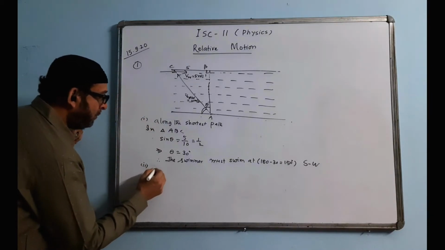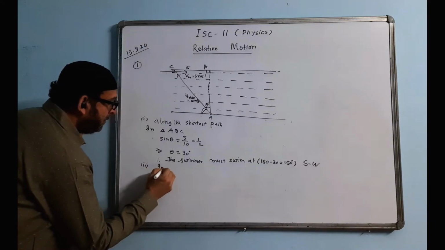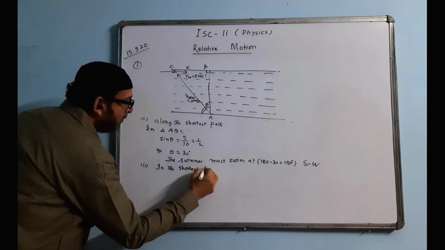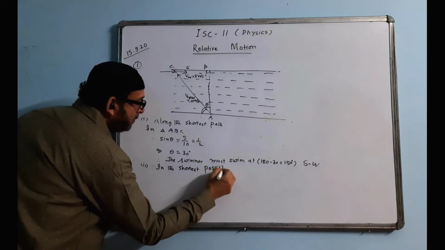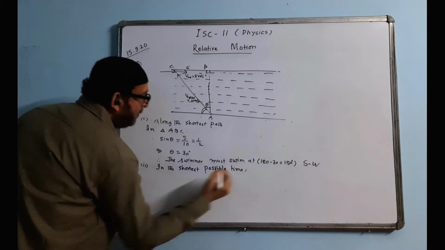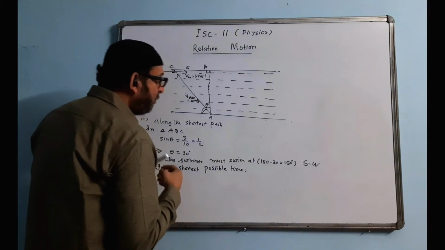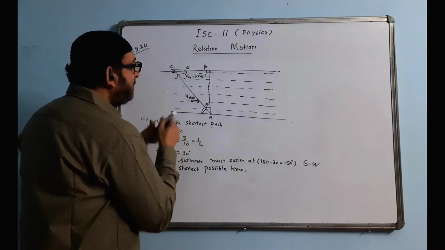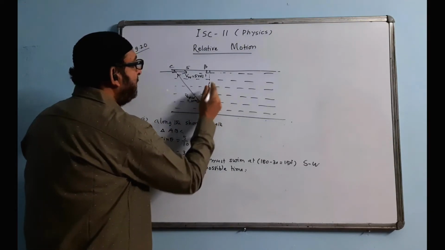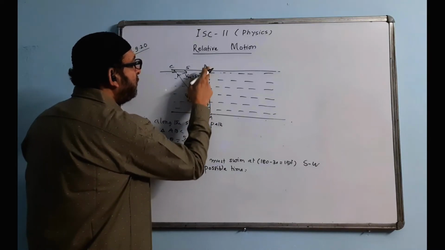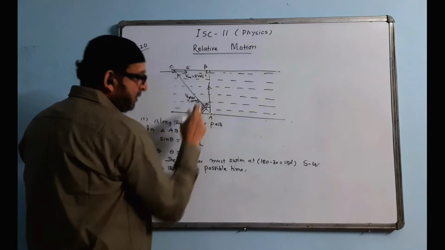Number 2. In the shortest possible time, how should he start? He should start straight away this way. Then the person will get pushed and will be coming here. So what is the direction of his swimming? The direction of swimming should be exactly towards the north side, exactly opposite.